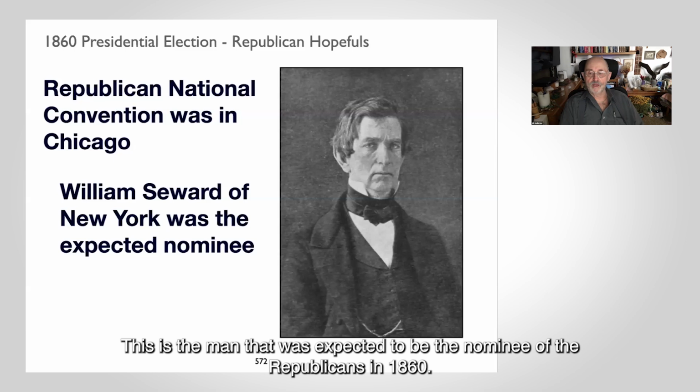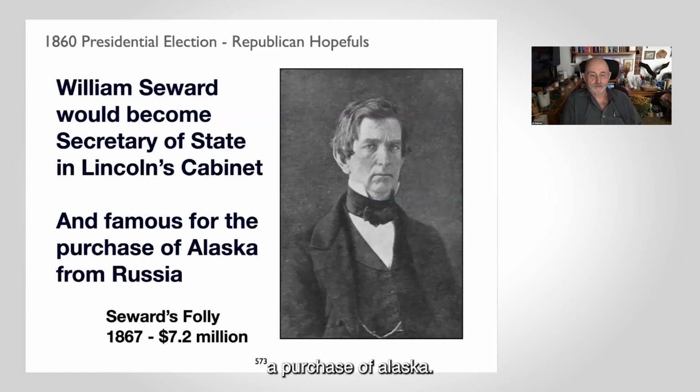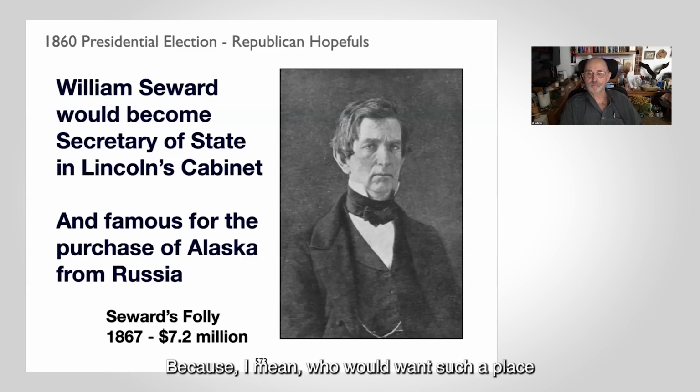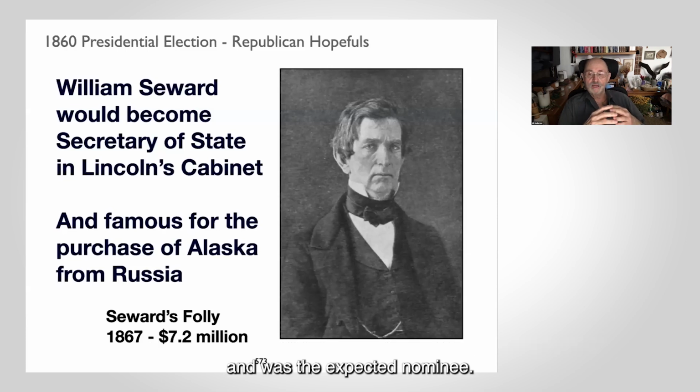This is the man that was expected to be the nominee of the Republicans in 1860, William Seward. He lost the nomination to Lincoln, but ended up a member of Lincoln's cabinet and very famous for the purchase of Alaska. Purchased Alaska from Russia, and it's just a big frozen area. Came to be known as Seward's Folly because, I mean, who would want such a place? Can't do anything up there. It's all frozen year round, permafrost. 1867 is when this happened, so it was 2 years after the Lincoln assassination. Seward was a cabinet member in Lincoln's replacement, Andrew Johnson, when this purchase occurred, and was the expected nominee in 1860.